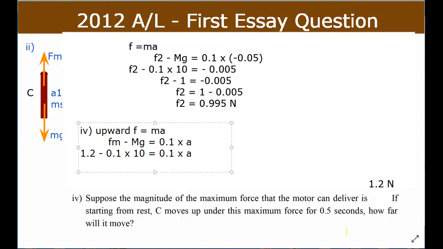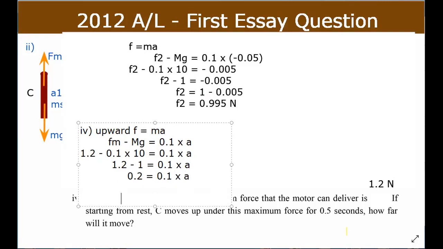Interesting. Many answers are given. This is 1.2 minus 0.1 into 10, which is 1, equals 0.1 into A. So 0.1 into 10 is 1. What is 1.2 minus 1? It is 0.2. So 0.2 equals 0.1 into A.